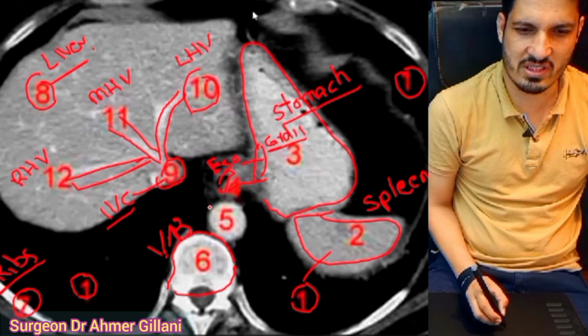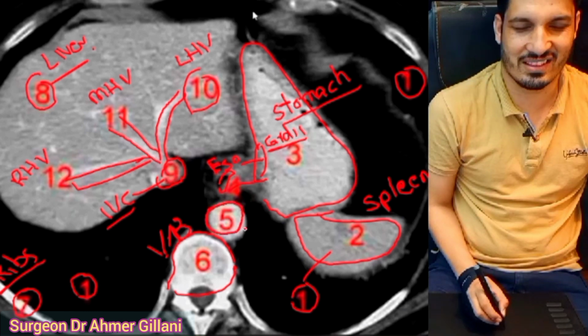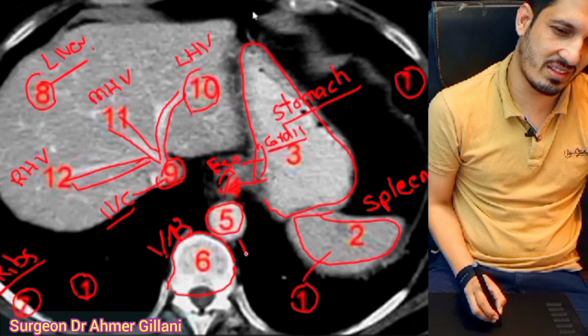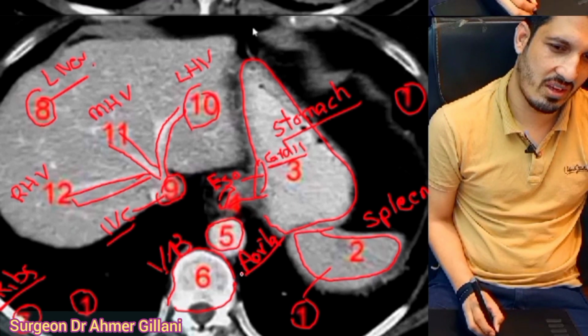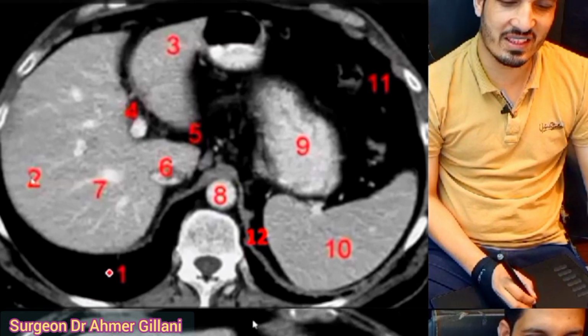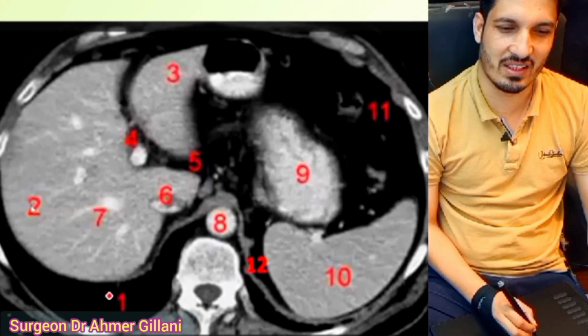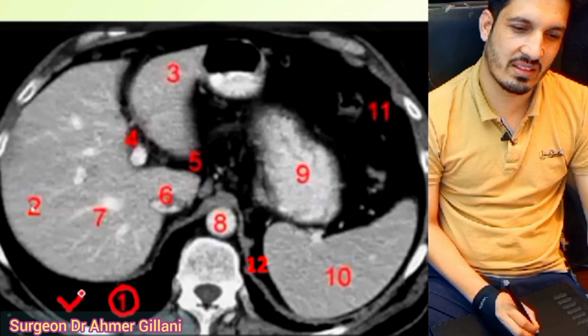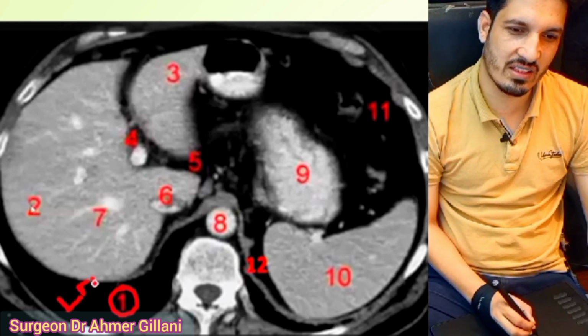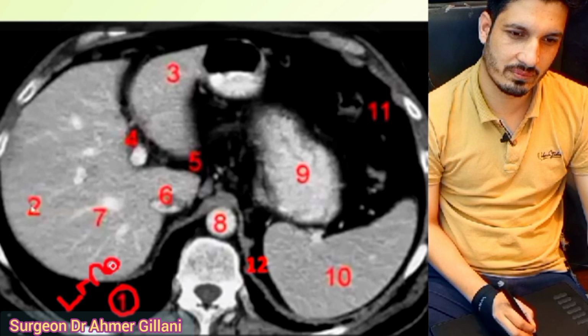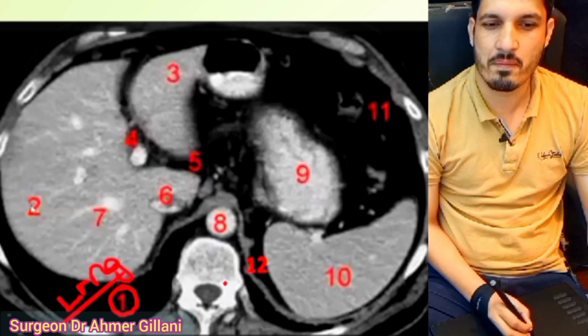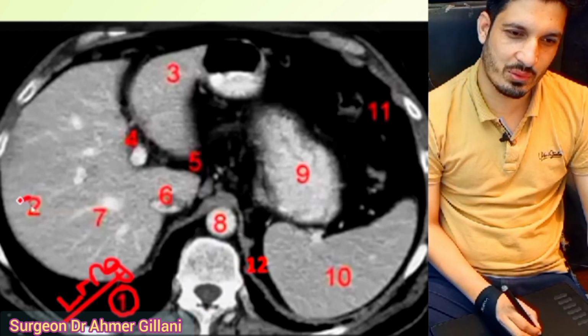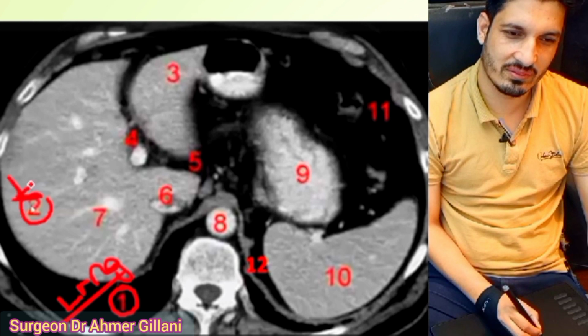Again, I have missed this structure. You will not forget this structure. This is the aorta of the patient. Hope you have understood something. Moving towards the next section of the CT scan. Again, structure number 1, this is actually lung. Okay. Now the structure 2, this is the liver.